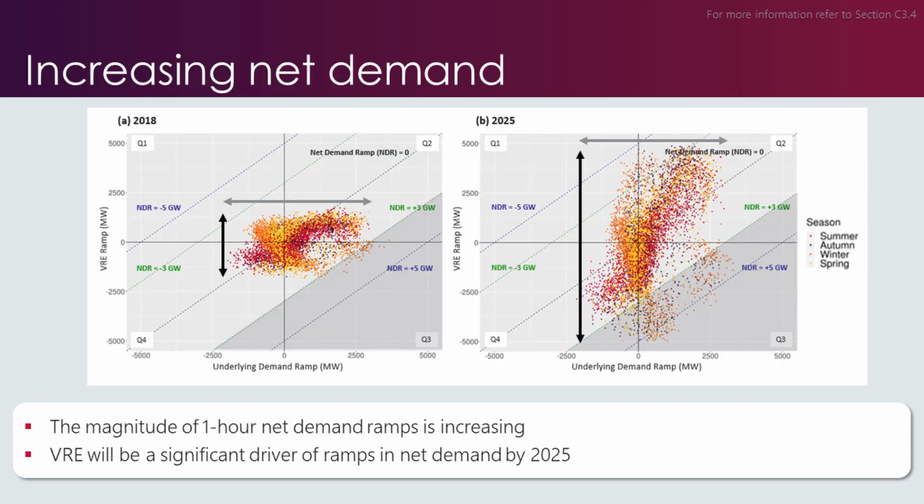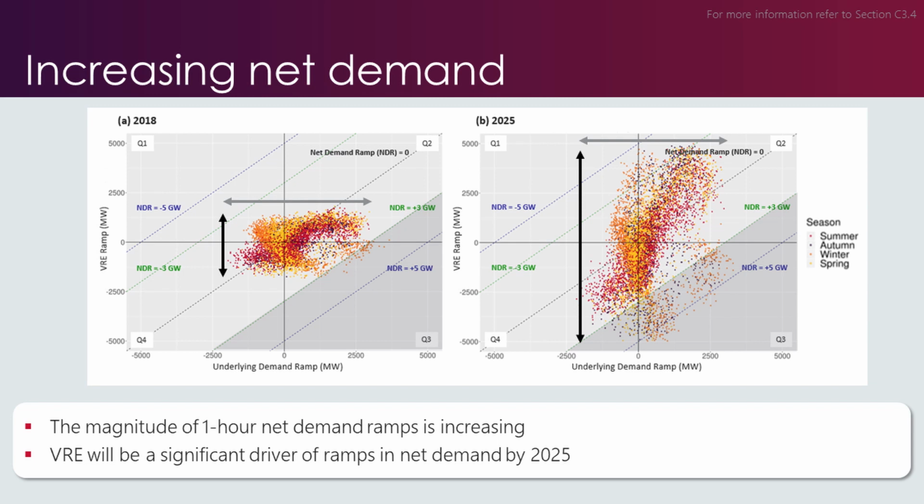Okay, let's go back to our main graphic to see what it actually shows us. In the RIS main report, we made a few high-level remarks about the changes in net demand, and many of them can actually be understood from this single graph. So firstly, the magnitude of 1 hour net demand ramps is increasing. You can see as we move from 2018 on the left to 2025 on the right, there is effectively a big dot explosion on the page. Importantly, the dots are moving beyond these 3 and 5 gigawatt lines we looked at previously.